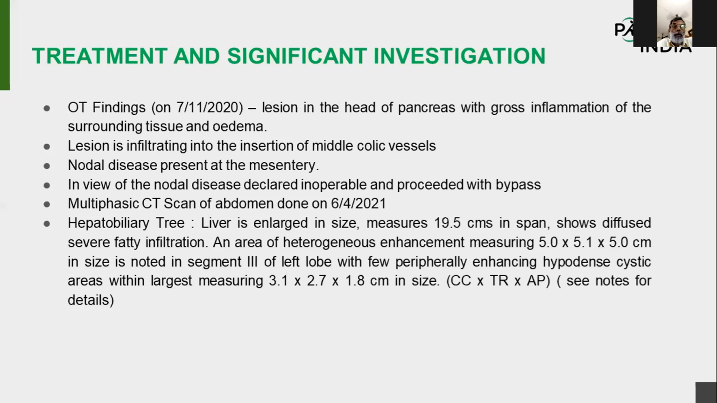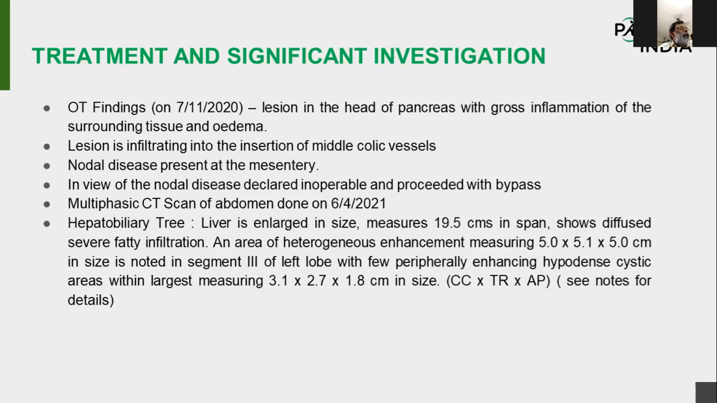Multiphasic CT scan of abdomen was done, and there is a long report in which I can see that liver is enlarged in size. It measures 19.5 centimeters in span, shows diffused severe fatty infiltration, an area of heterogeneous enhancement measuring 5 by 5.1 by 5 centimeters. And it's a lengthy report, but the conclusion is that she has got CA head of pancreas. Going further, treatment and investigations.